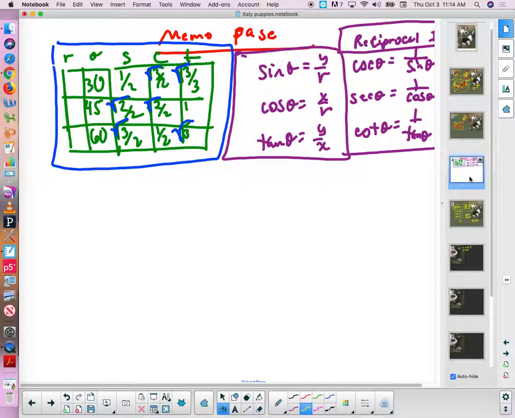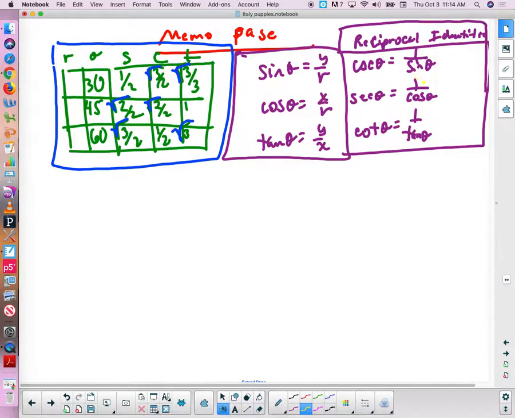I know that, let's see, secant is the reciprocal of cosine. So I'm going to look up the cosine of 60. It's like I'm playing bingo or something, okay? And it's 1/2, so what are you going to write? 2. So that one is 2.